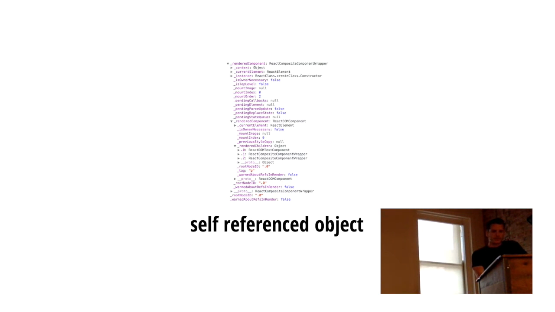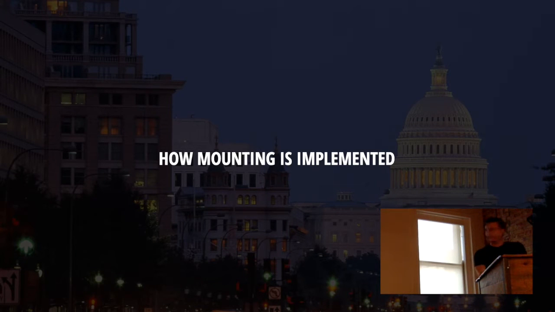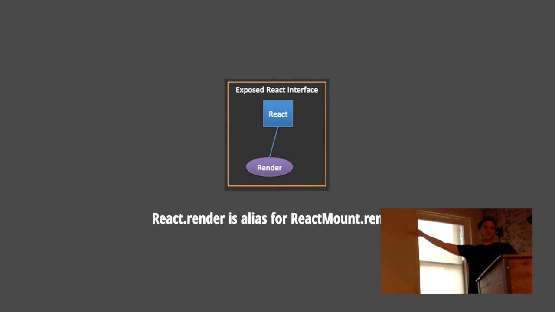So that was really just an aside. That's what we're working with in terms of React objects. But when we talk about how it's actually implemented, everybody knows this exposed React interface, React.render, right? React is just one of those 154 modules, and you interface with that. But React.render is actually just an alias to this other module called React Mount that also exposes a render method. It's just a glorified pass-through.